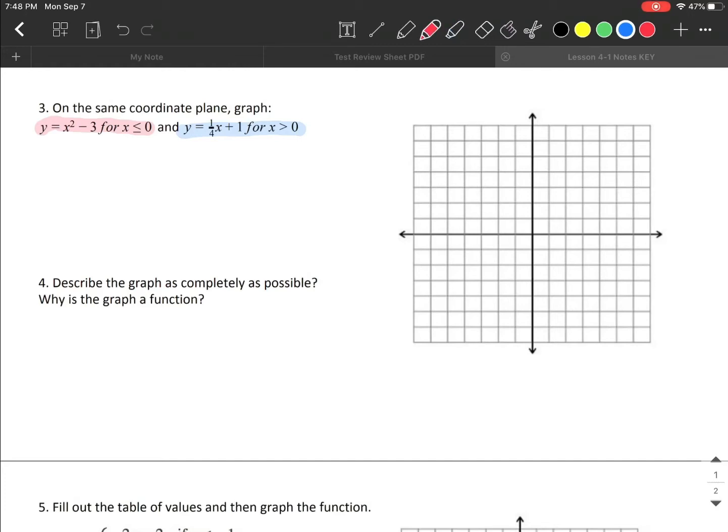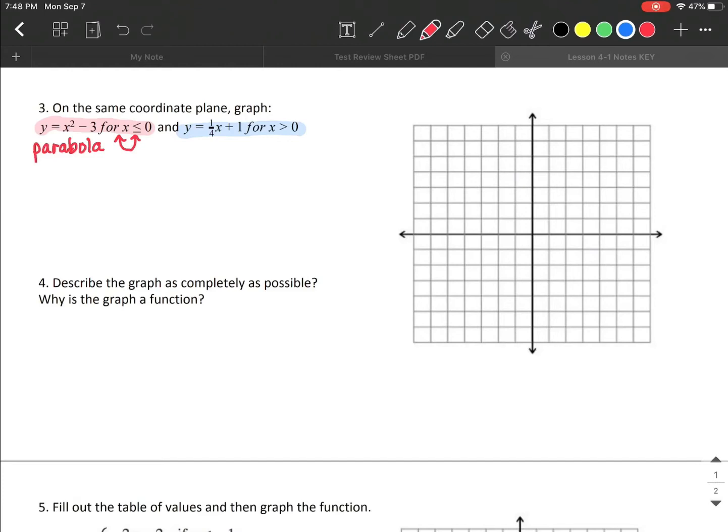Before I actually graph it, I want to decide what is it going to look like. I know it's going to be a piece of something. What is it going to be a piece of? Well, I have the rule y is equal to x squared minus 3, and I know if I see x to the second power in my equation, I have a quadratic equation, which means the shape that I'm going to have on the graph is a parabola. And if you forget what a parabola looks like, it's going to be a U shape.